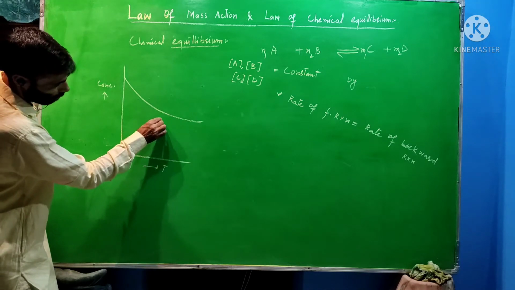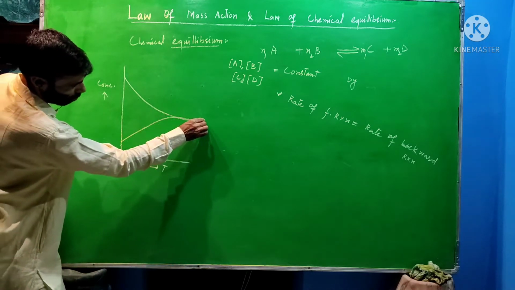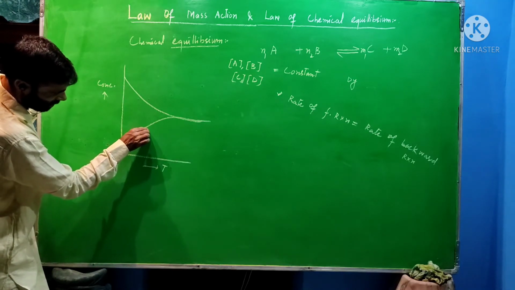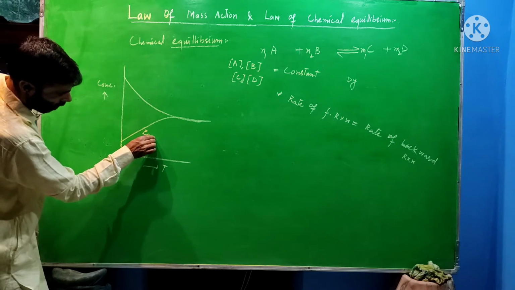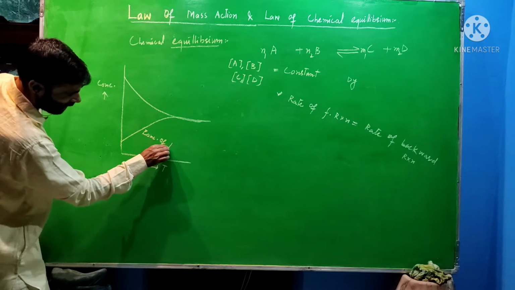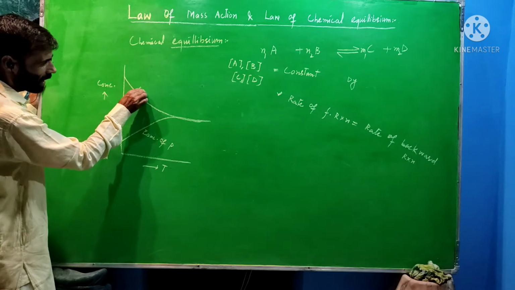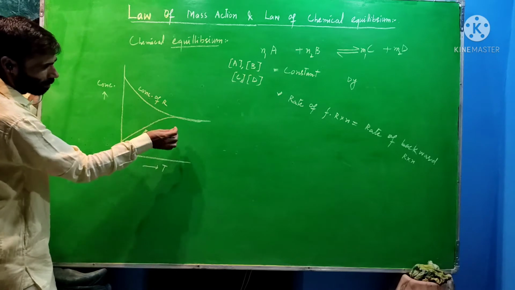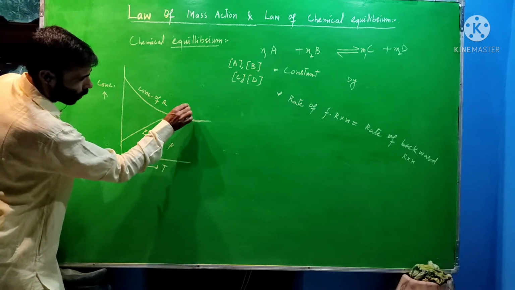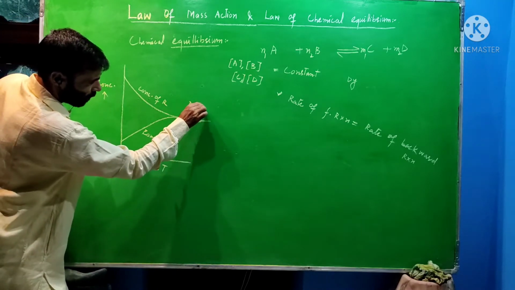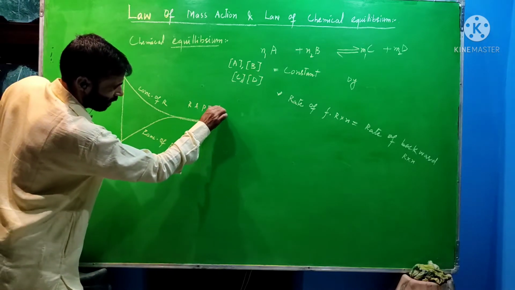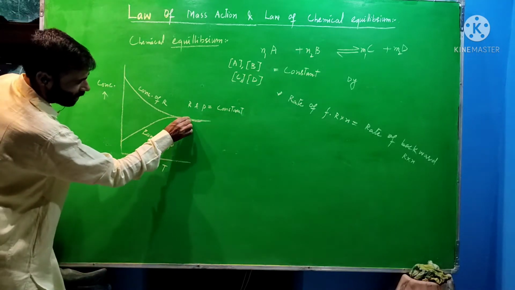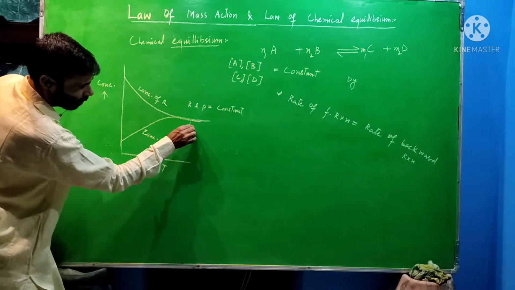However, in an equilibrium process, this stage is reached. Now in this case, the concentration of products increases with the passage of time, and the concentration of reactants decreases with the passage of time. Here, the concentration of both reactants as well as products remains constant, that is, it does not change. So this stage we call the equilibrium stage.